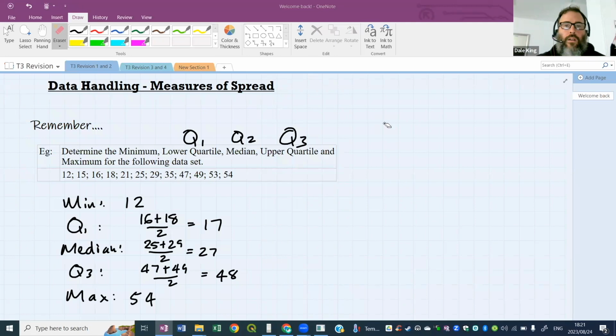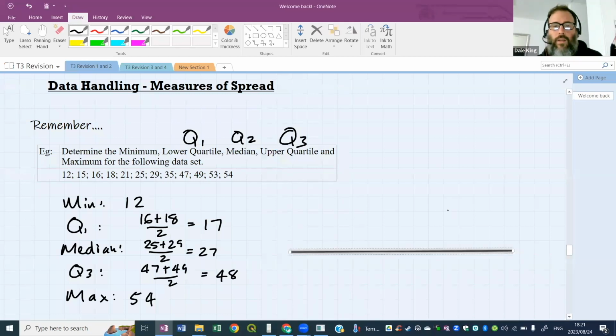Okay. All right. Let's carry on. So that is our answers for this. Determine the minimum, low quartile, median, upper quartile, and maximum for the following data set. Now, you might not know this. It doesn't really matter if you do or don't, but this is actually called the 5-number summary. And with the 5-number summary, we can draw this incredible thing called a box and whisker plot. Yay. All right. So I'm going to draw a ruler quickly and get a box and whisker plot out.